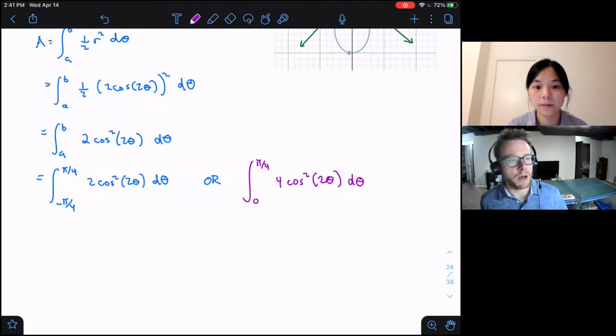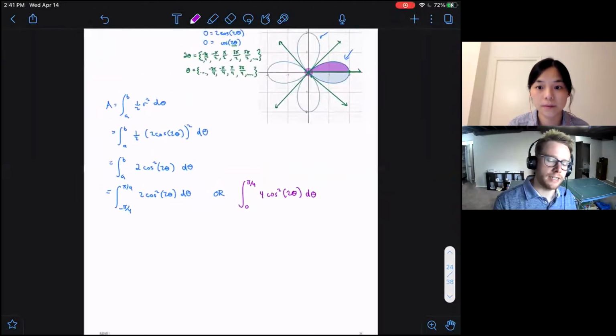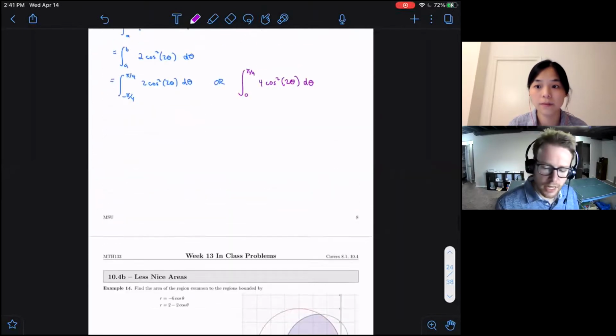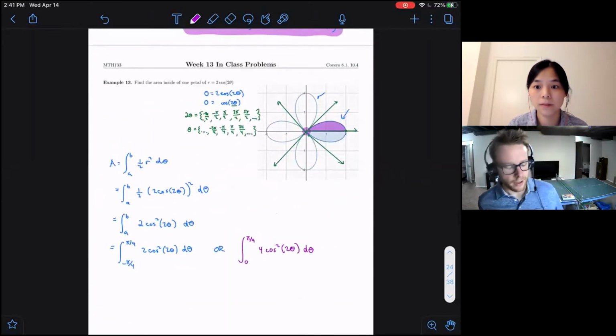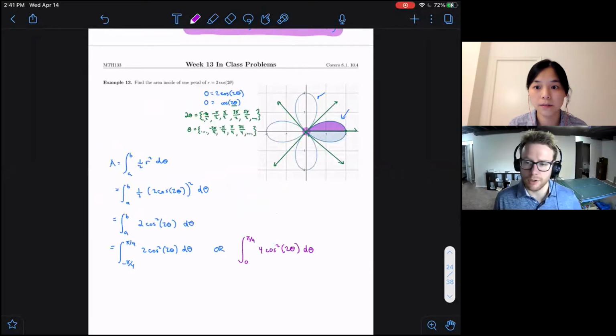I'll finish up this problem and post the full solutions after class here today. I think this is our last problem. Good. And so I'll finish this one up. But in the meantime, try to solve this problem on your own.